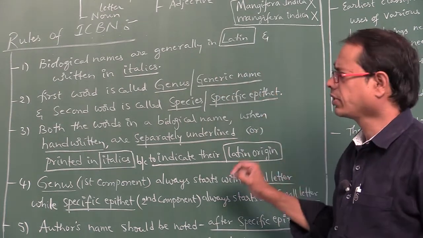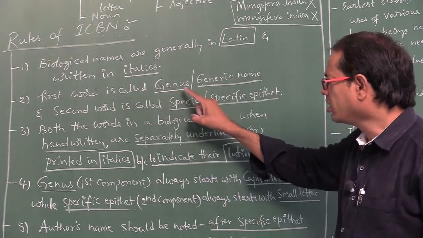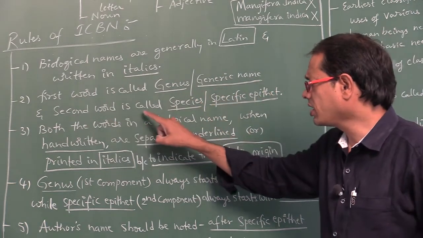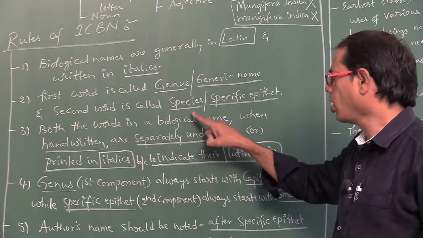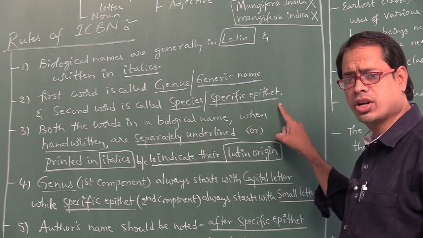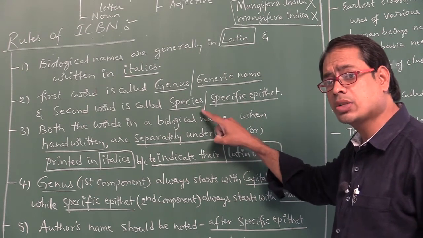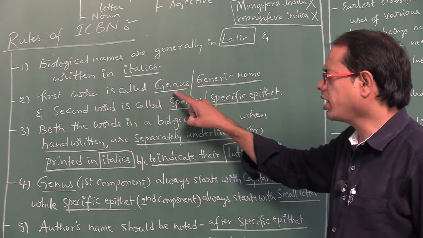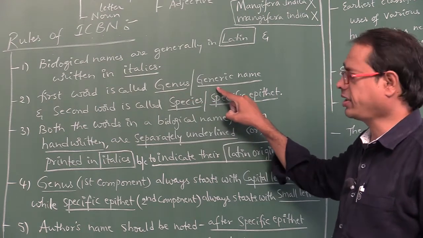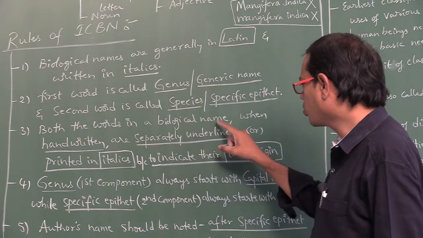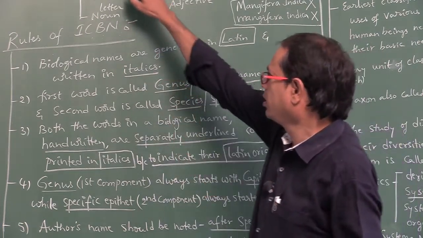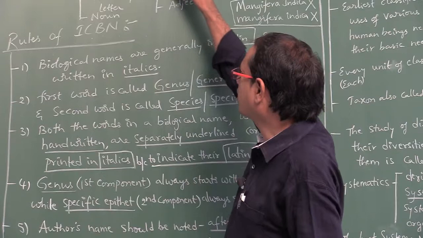Next, the first word is called the genus name or generic name, and the second word is called the species name, also called the specific epithet. Both words in a biological name, when handwritten, should be underlined separately. This is one underline, this is another underline.